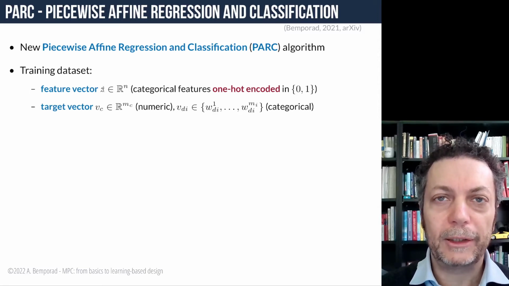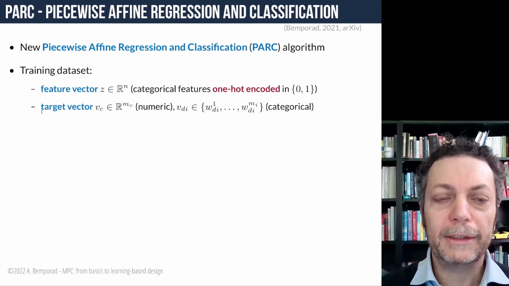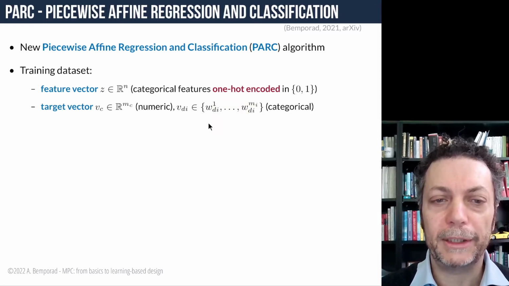the feature vector Z, which is the vector collecting states and inputs in case of a state space model, or the vector of past outputs and inputs in case of autoregressive models. So in general, this is machine learning jargon. It's called the feature vector, the input vector to the model. And the target vector, V, is the vector of numeric outputs. Okay, so outputs of the model that take numeric value, as well as categorical outputs. So other output signals that can take a value within a finite set. So these are our training data set.